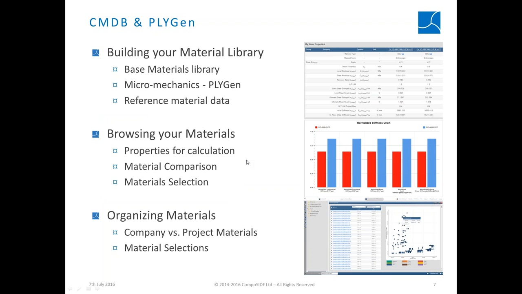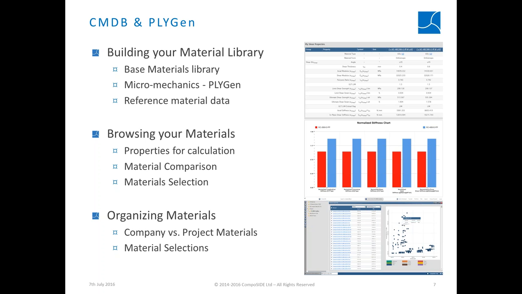CMDB and PlyGen are the modules dedicated to the material database. CMDB effectively stands for the CompoSIDE Materials Database. Those modules basically allow you to build your own material library. We do supply a certain number of base materials, around 60, for you to get started, but you can otherwise import your own materials via Excel or other means into CompoSIDE itself. You can also create new plies and new materials using PlyGen and micromechanical calculations, and also use reference material data in order to calculate strains and strengths.